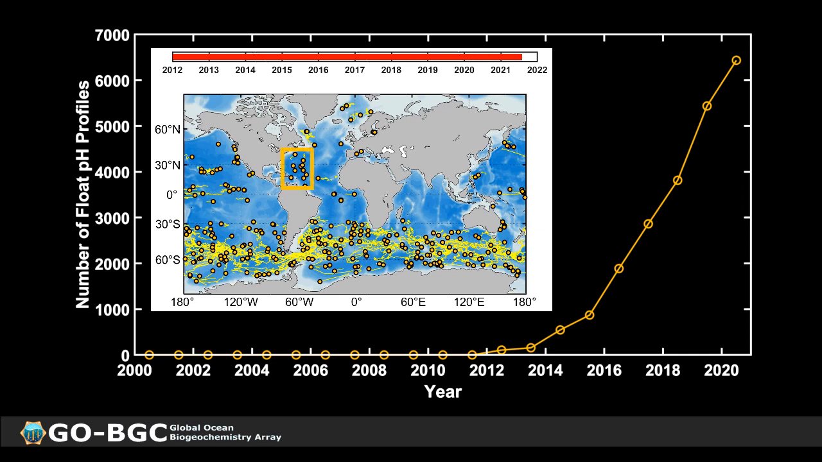As you can see, the coverage and the number of profiles is increasing, and the first 12 GO-BGC floats were deployed earlier this year, highlighted in the orange box. We are funded to deploy a total of 500 profiling floats, all equipped with pH sensors. So we anticipate that the number of pH profiles will continue to increase in the coming years. The point of this video and this workshop is to equip you and the community with tools that can take advantage of this coming data set.